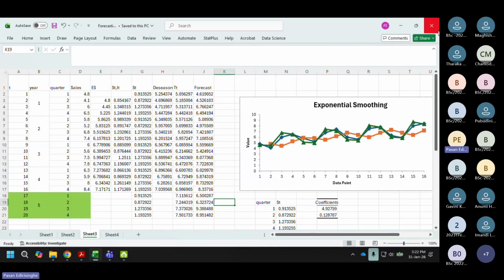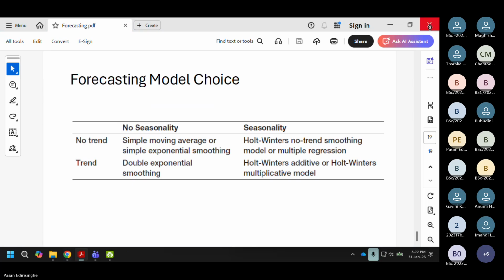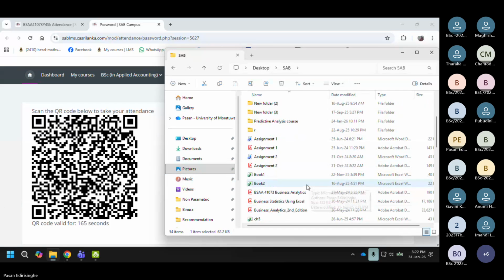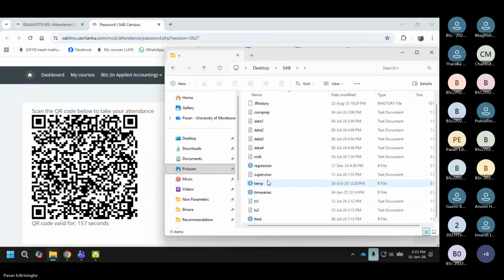So let me first introduce you to the R software. Here I have some of the code for time series, and some of it is for nutrition as well. So I will open them.